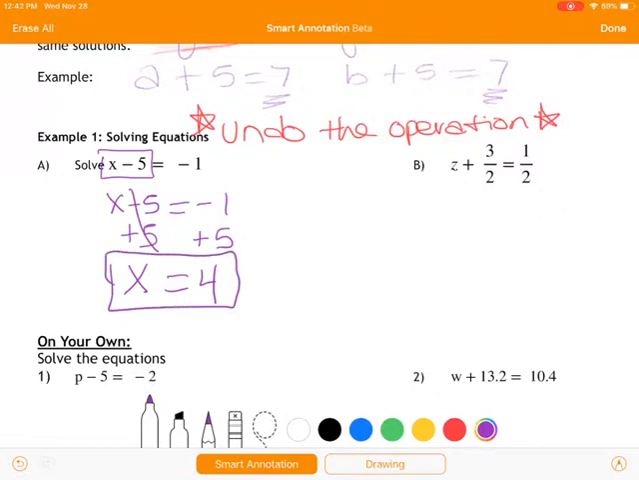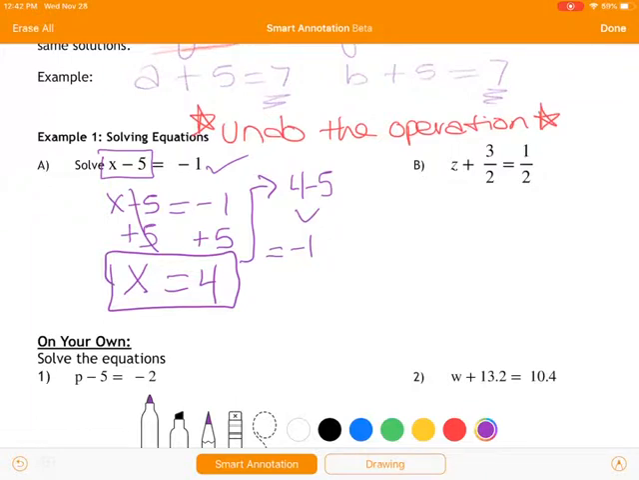You can always go back and check your work, and I would recommend doing this when you're taking a quiz or a test. You can substitute in 4 for x to check our work. So let's do that right here. If we substitute in 4 for x, we would have 4 minus 5. And what's that equal? Negative 1. And that is our answer up here. So we know that x does equal 4.